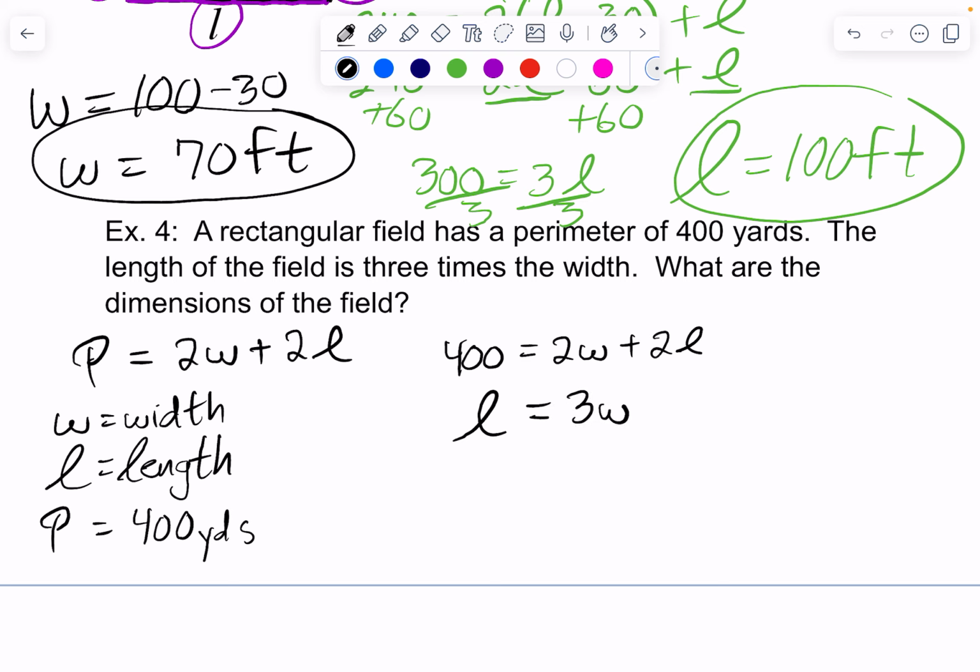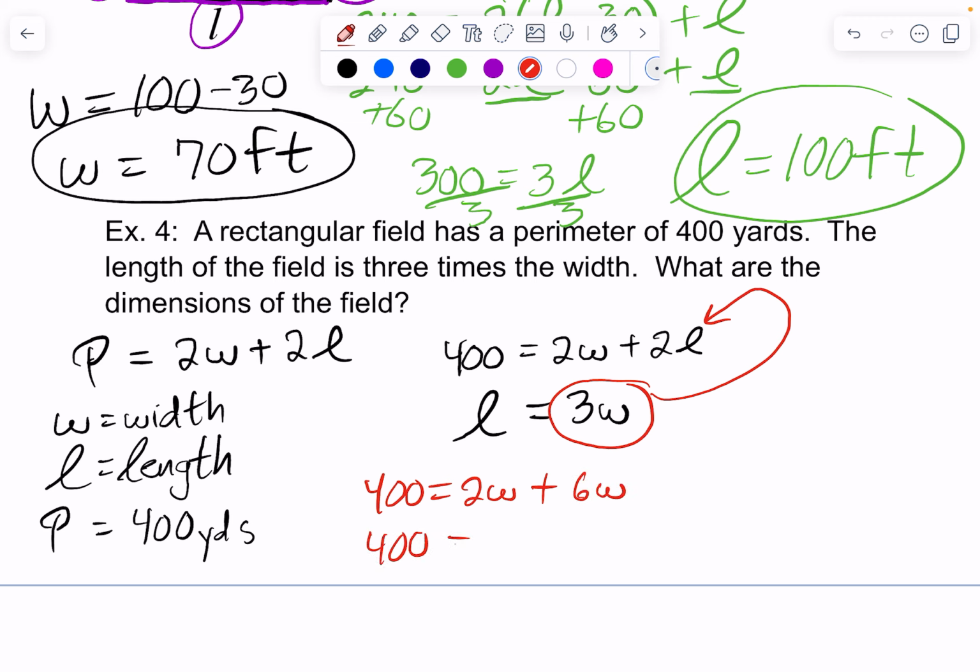I'm going to use substitution, and I'm going to plug in the value of L into the L of the first equation. And I've got 400 equals 2W plus 2 times 3W, which is 6W. So 400 equals 8W, divided by 8. And W equals 50.